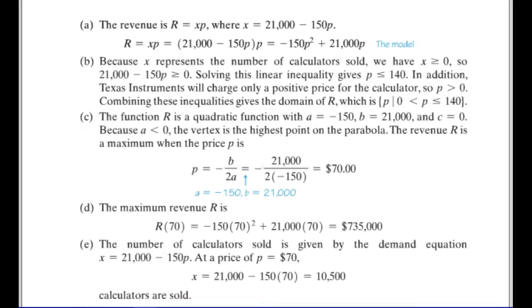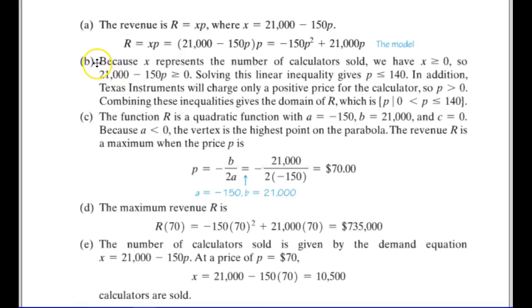Okay, so this is a lot of info. We're just going to start at the top. We know that the revenue is X times P. We figured out before that X equals 21,000 minus 150P. That was the demand equation that we were given. So I know I have to multiply that times P, so I end up with my model, my quadratic, because I have an exponent of 2.